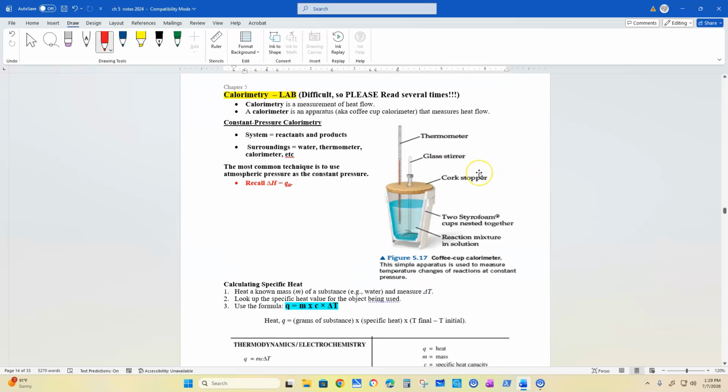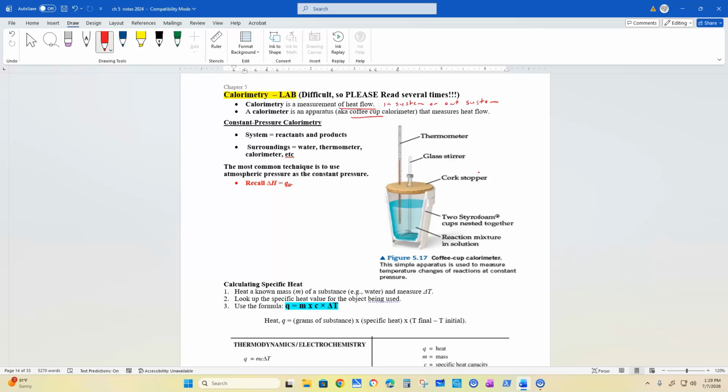This is the device that we use to measure the heat transfer. It's called a calorimeter. Calorimetry, first of all, the definition is the measure of heat flow. Is it going into the system or is it coming out of the system? Calorimeter, that's the device, that's the apparatus. So this is what the actual setup looks like, AKA the coffee cup calorimeter. It measures the heat flow.